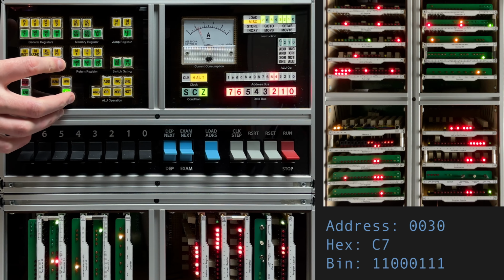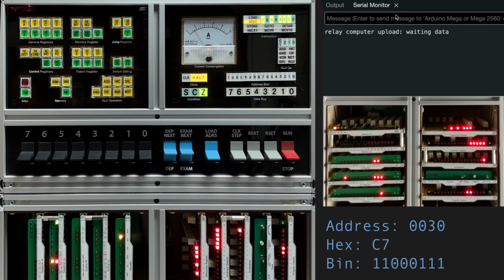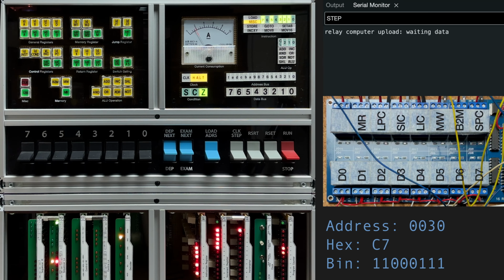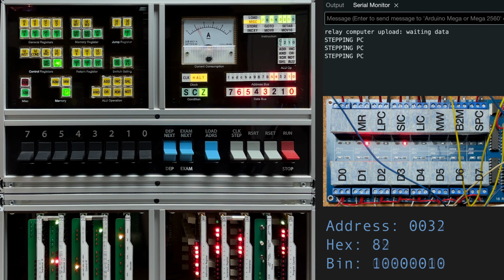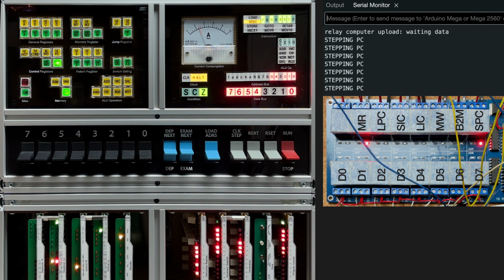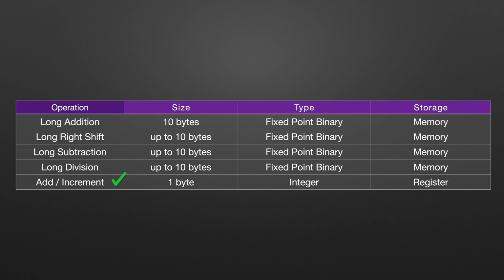And we've got C7, 0C, 82, 69, 08, B1, 23, and F1. Perfect, just as expected. So I think we can confidently tick off long addition now.